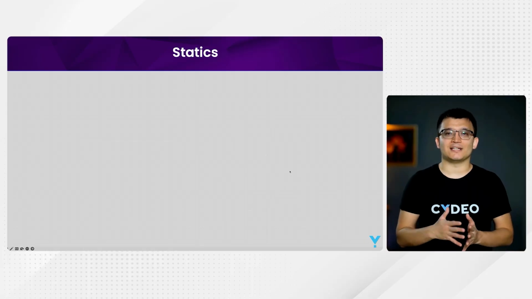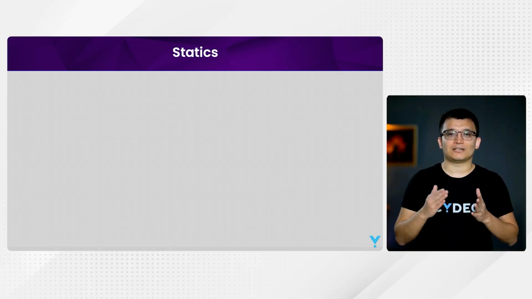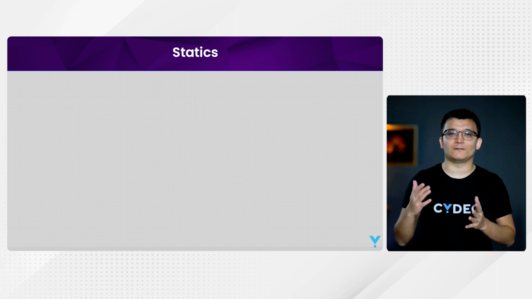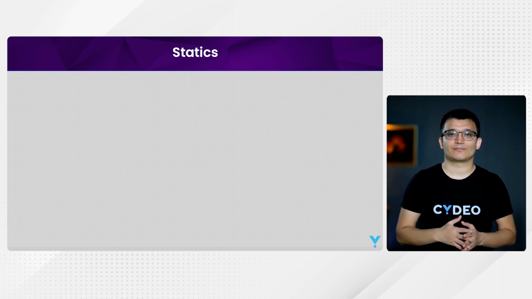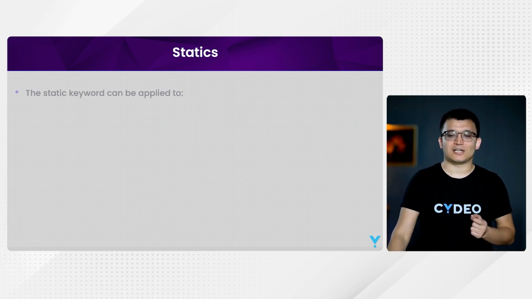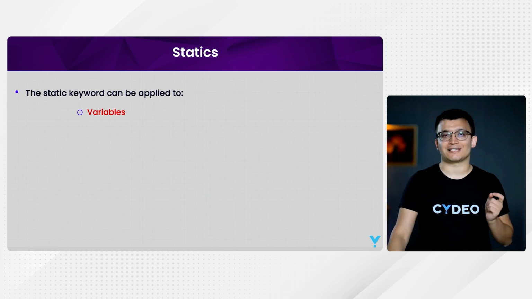Hello everyone. In this video, we are going to talk about the statics in Java. In Java, static is a keyword, but this keyword can be applied to various different features. The static keyword, we can apply it to things like variables. Variables can be declared as static.